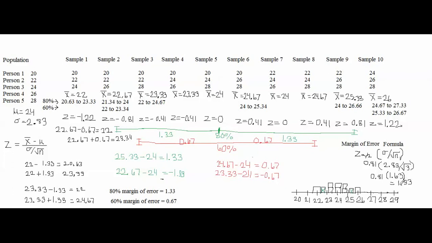So this is the 80% margin of error. What if we wanted to use a formula to get the 60% margin of error, which we already know is 0.67? In this case, we would use a different confidence coefficient, because if we want to calculate the 60% margin of error, our confidence coefficient is the z-score at the upper boundary of the middle 60%, which is, in this case, the z-score of sample 8, which is the z-score of 0.41.